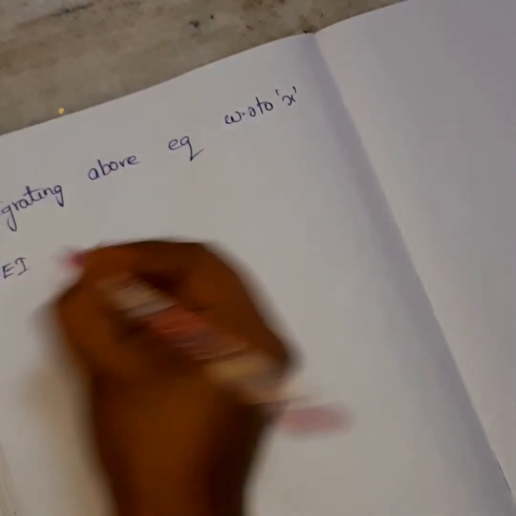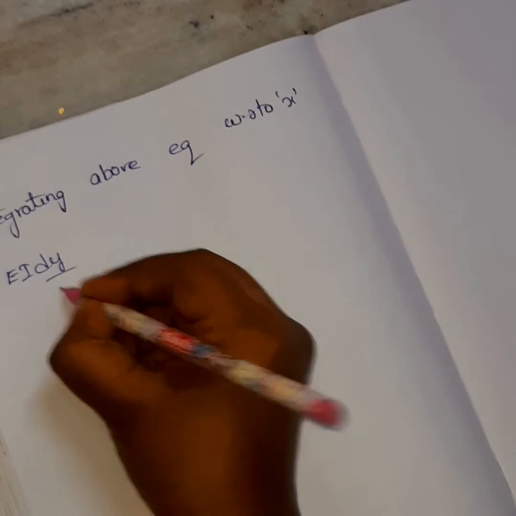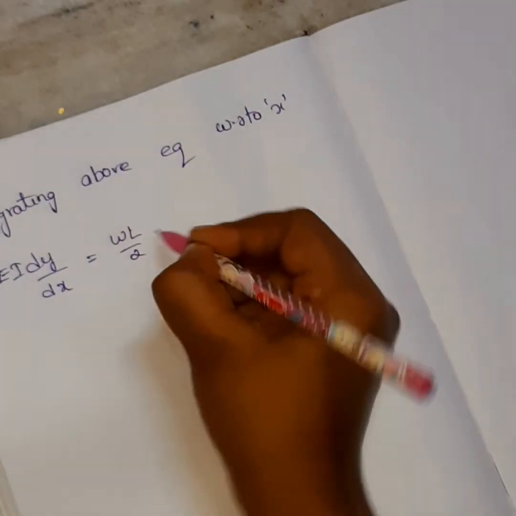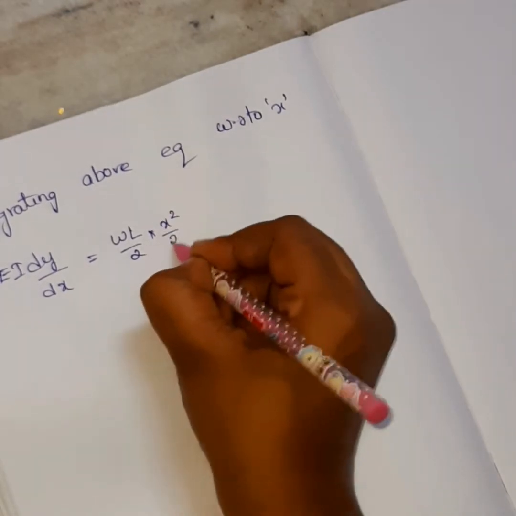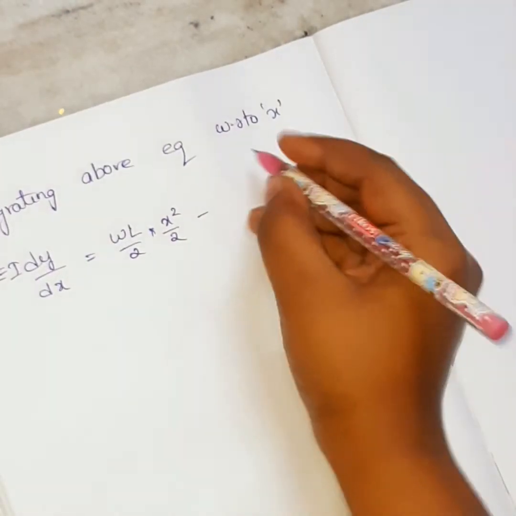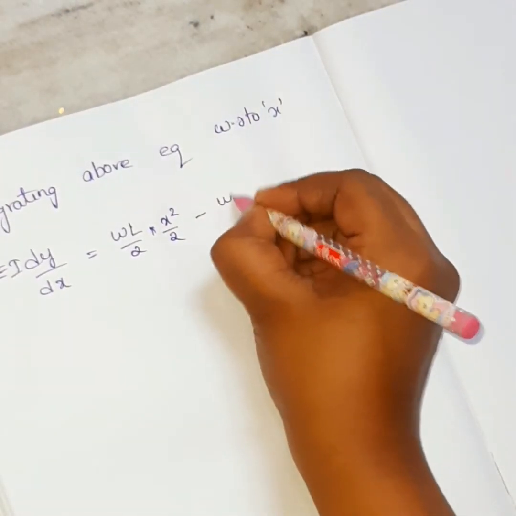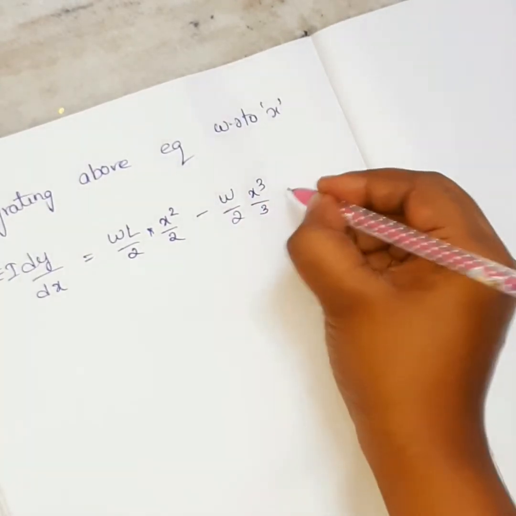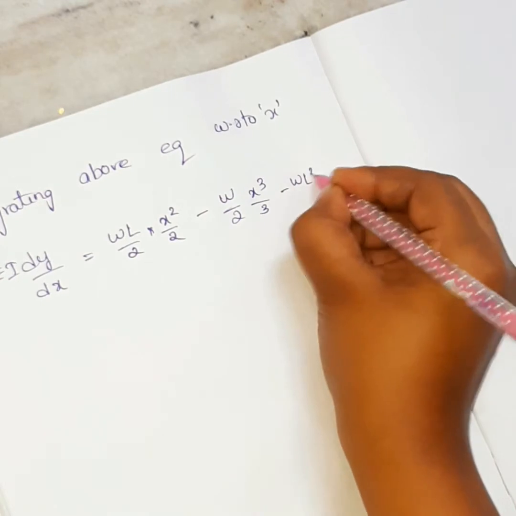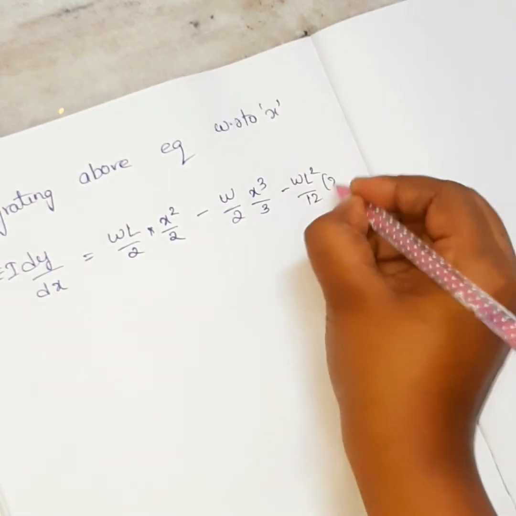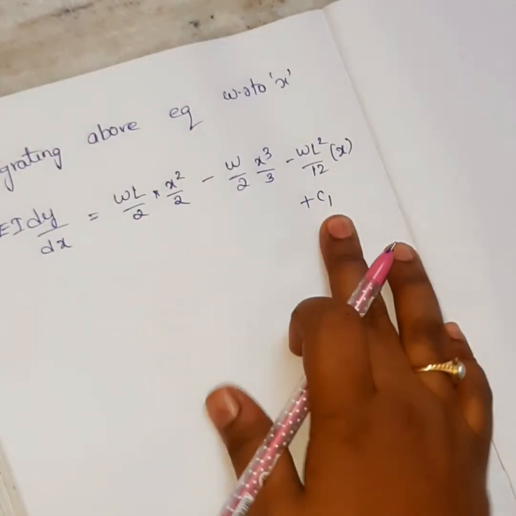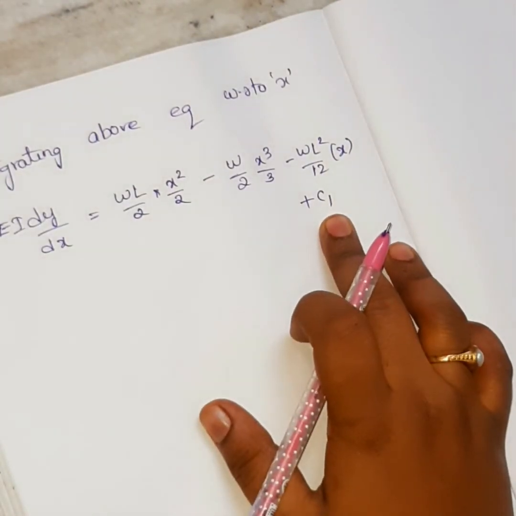d square y means dy by dx. WL by 2 into x square by 2, x square by 2 is there. Now W by 6 into x cube minus WL square by 12 into x plus c1. Okay, this is my first constant c1.